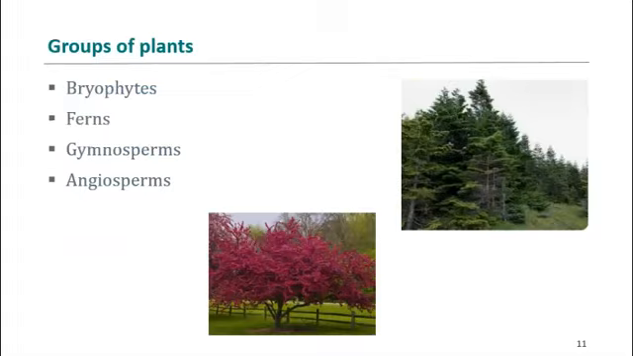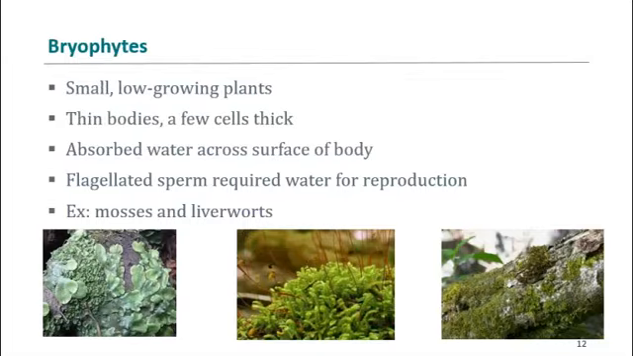Now, the different groups of plants that we're going to talk about are bryophytes, ferns, gymnosperms, and angiosperms. These are just groups that we're talking about, so we're not going by the traditional classification system and the terms that are used for each of these groups. Bryophytes are the first group. Bryophytes are basically mosses. So if you've ever seen a moss, you've seen a bryophyte.